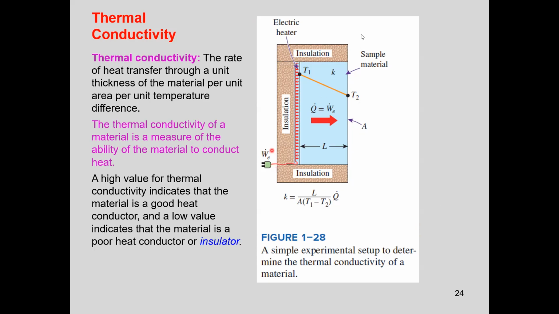Emir Özdemir, what is your answer to this question? Metals, good. Aluminum, copper. Good answers. Gold. Okay, these are some of the materials with high thermal conductivity.